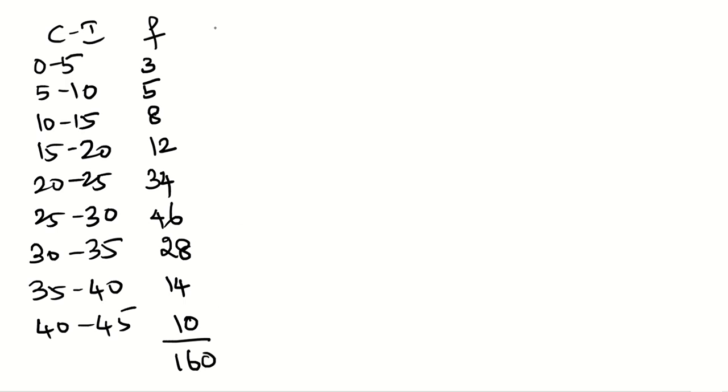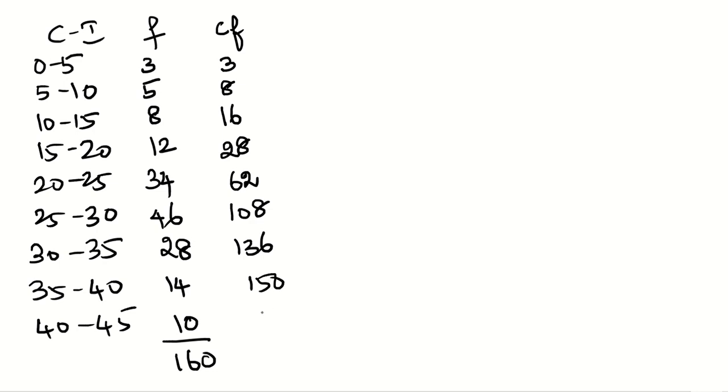Now for calculating the first quartile and third quartile, as in the median, let us calculate the cumulative frequency. Start with 3, then 3 plus 5 gives 8, then 8 plus 8 is 16, then 28, 62, 108, 136, 150 and then 160.